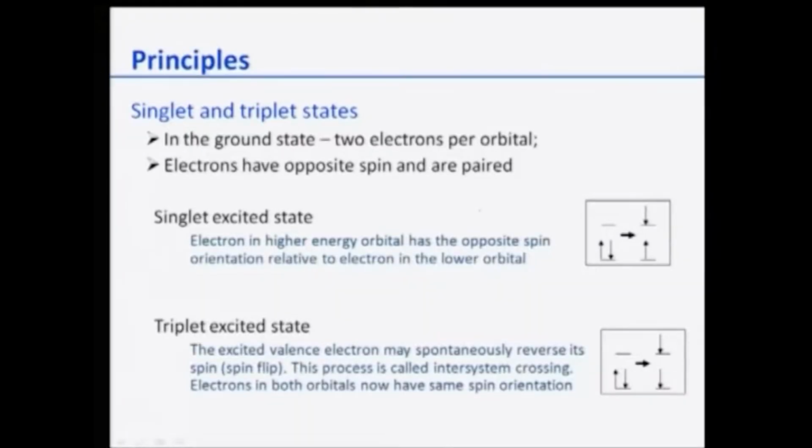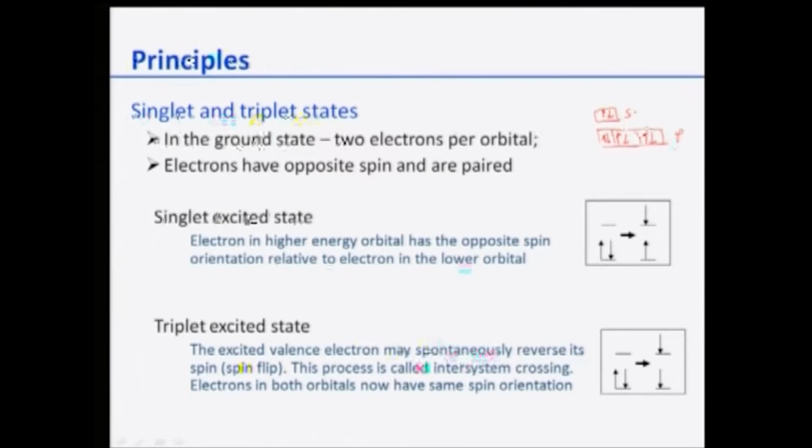As I said, regarding transitions, there can be two kinds of states in the electron spin: one is the singlet state and the other is the triplet state. In the ground state, two electrons are present per orbital, we know that, and they have opposite spins and are paired. That means if I have the p level, we have opposite spin electrons, 6 electrons are present. This is p. In s, we have 2 electrons, so 1 up, 1 down, and d has 10 electrons, so 5 up, 5 down. That is what I am talking about.